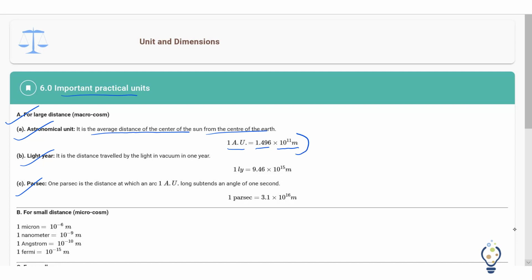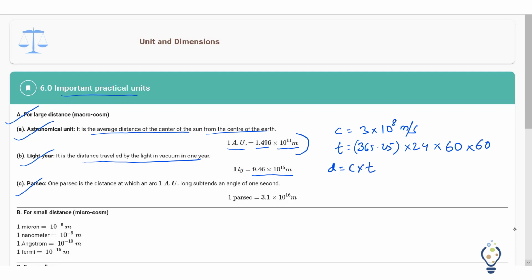Similarly, light year is the distance traveled by light in vacuum in 1 year. 1 light year is 9.46 × 10^15 meter. We can calculate this easily. We know the speed of light is 3 × 10^8 meter per second. We'll calculate the total number of seconds in 1 year: 365.25 days, 24 hours per day, total minutes, and this is the total seconds. When we multiply the speed of light and the total time, we get 9.46 × 10^15 meter. And this distance is the light year.